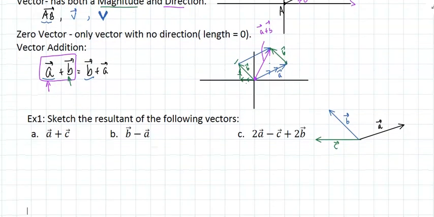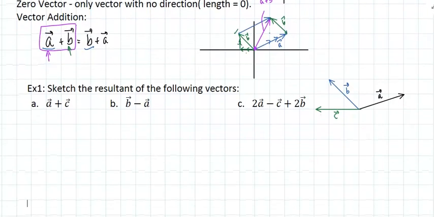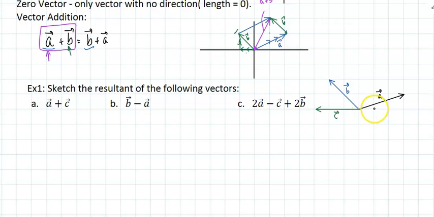So the first example I have, I want to play with those vectors. Notice how these vectors work. Vector A really moves you 3 to the right and 1 up. Vector B moves you 2 back and 2 up. And vector C pretty much moves you 3 to the left. It doesn't move you up or down. Sketch the resultant of the following vectors.